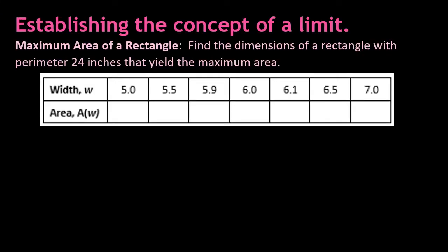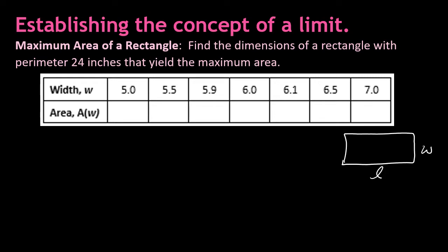All right, so we're going to take a very popular problem in math called the maximum area of a rectangle. And we're going to find the dimensions of a rectangle with perimeter 24 inches that yields the maximum area. So when we think of what this rectangle could look like, I have a rectangle and I know that I have my length and I have my width. So I really have to think about what I know.